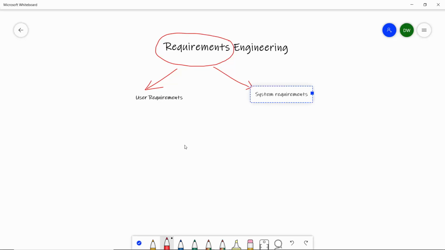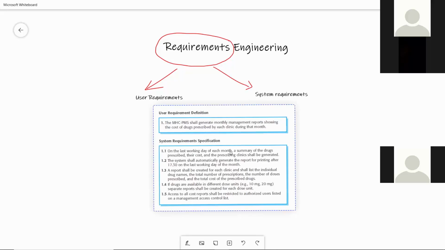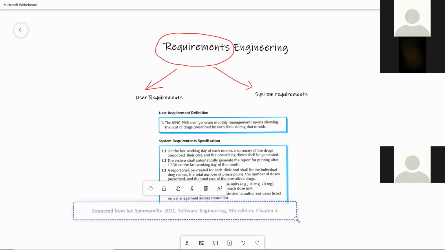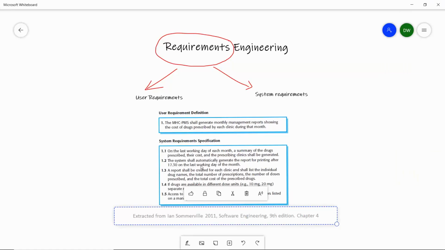For example, one example is given in your Moodle as well as your prescribed text. I'll take it here. So this is an example given in your prescribed text. I think you remember what your prescribed text is. I'll give that here as well. Right. So here, this first part mentions the user requirement, and this second part represents the system requirements.